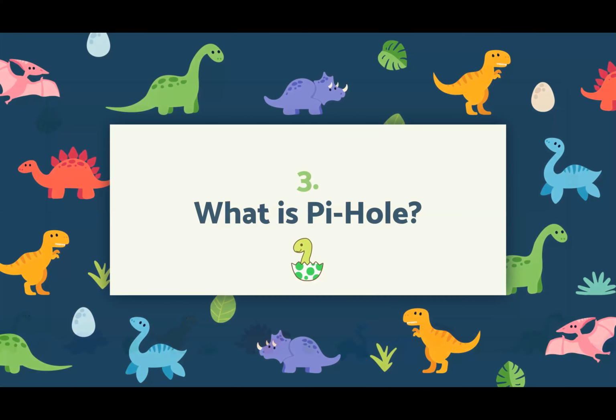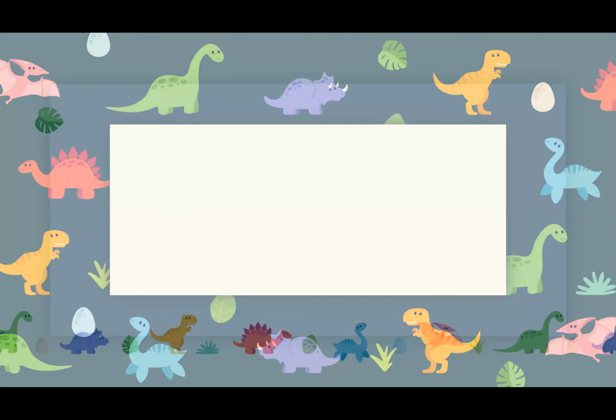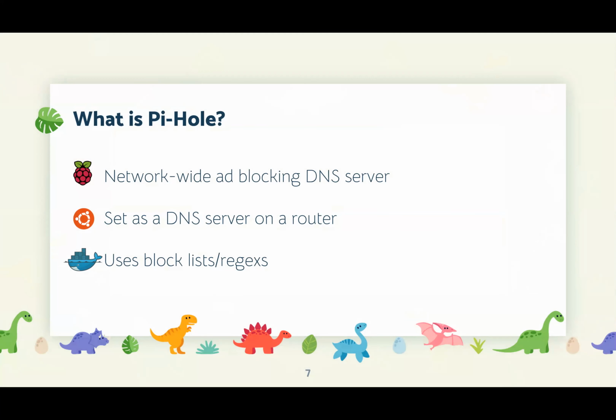All right, then next is what is a Pi-hole? A Pi-hole is a network-wide ad blocking DNS server that can block ads on a domain level. It's set as a DNS server on your router, and it uses blacklists and regex. A blacklist is just a list of domains or hosts that are involved in showing ads or things like spam. And regex are strings that create patterns that match and help block multiple domains.